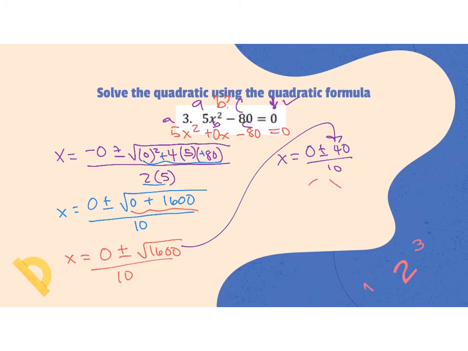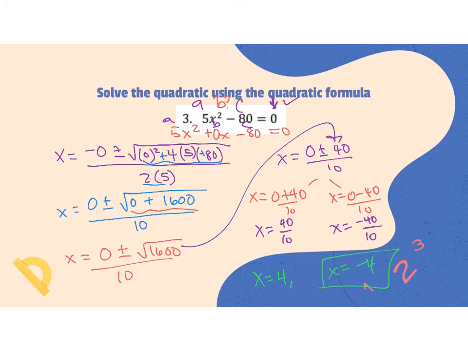So when I split this, it looks like x equals 0 plus 40 over 10. And x equals 0 minus 40 over 10. That gives you a positive 40 over 10 and a negative 40 over 10. So there are two different solutions here because there's a difference between 0 plus 40 and 0 minus 40. 40 over 10 gives me positive 4, and negative 40 over 10 gives me negative 4. So I have positive 4 and negative 4 for my solutions there.